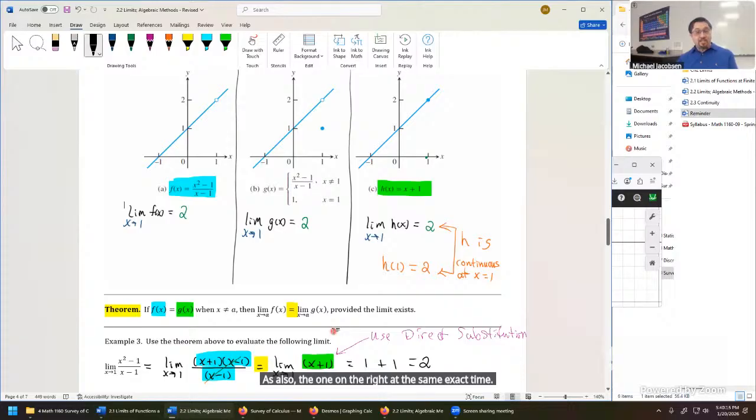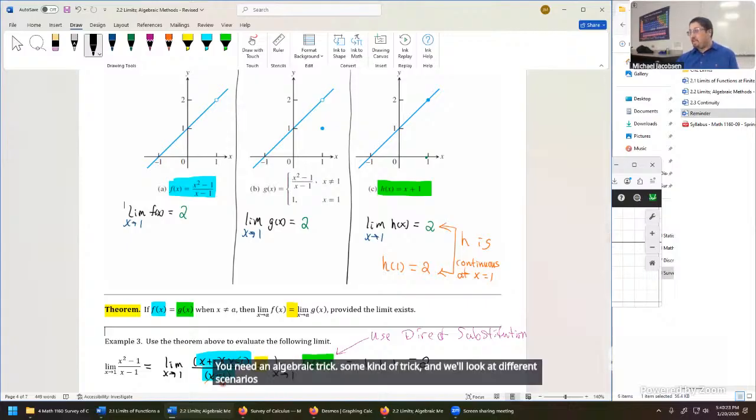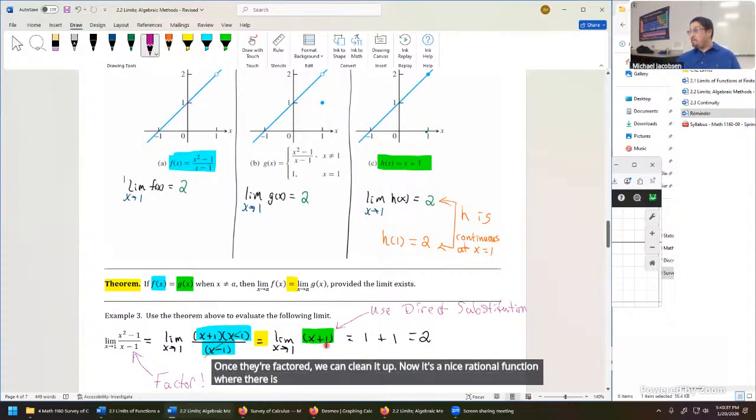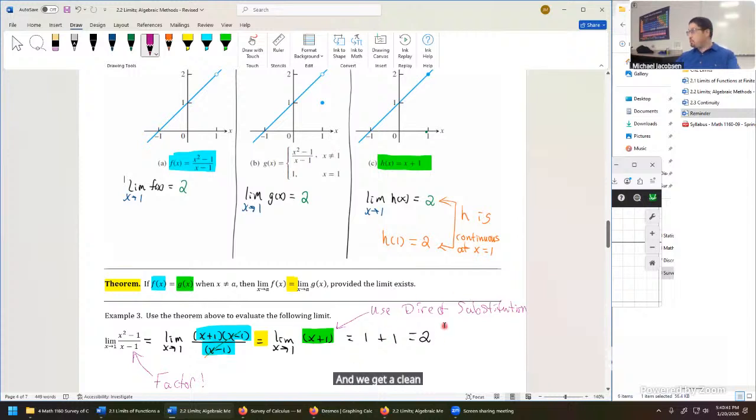So taking the limits of these functions just boils down to needing an algebraic trick, and we'll look at different scenarios. The big idea with this one was factor first. Once it factored, we can clean it up. Now it's a nice rational function where there is no 0 divided by 0 issue, and we get a clean limit out of this one.